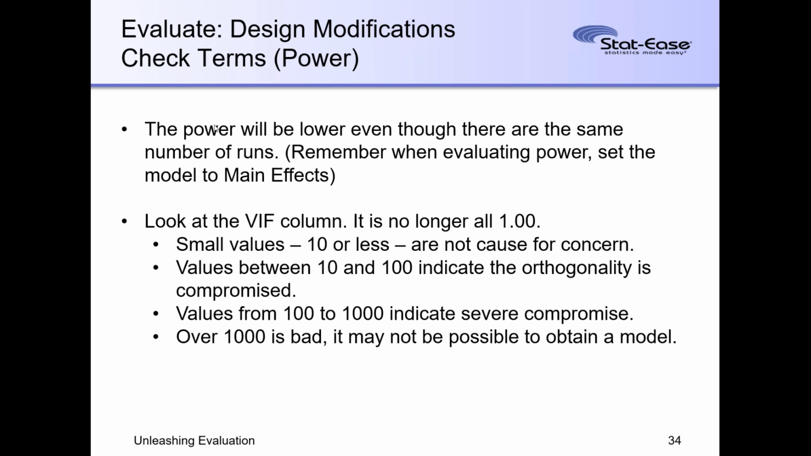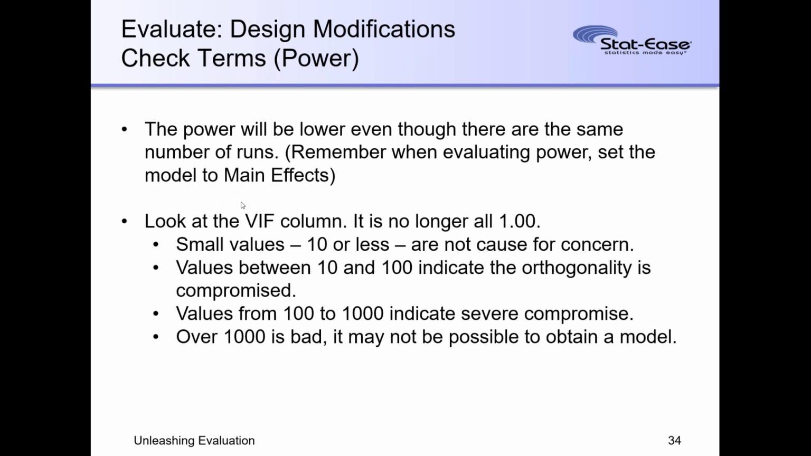Now, when you look at power, if you compared this crushed design to the full factorial design where all the vertices were run, the power is going to be lower even though there's the same number of runs. That's what making it non-orthogonal does. And remember, when you're looking at power on the evaluation, set the model to main effects.